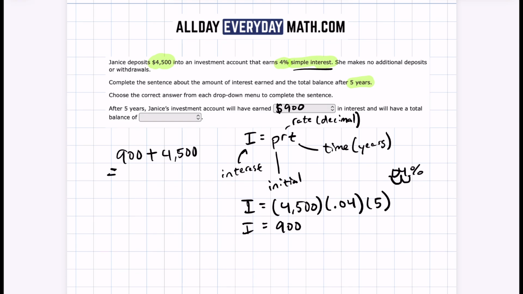Once we add those two together, we're going to get 5,400, and that's going to be our total account balance. And so that's going to go in our second blank. She's going to have a total balance of $5,400, and that will wrap up this problem, and that is all you have to do.